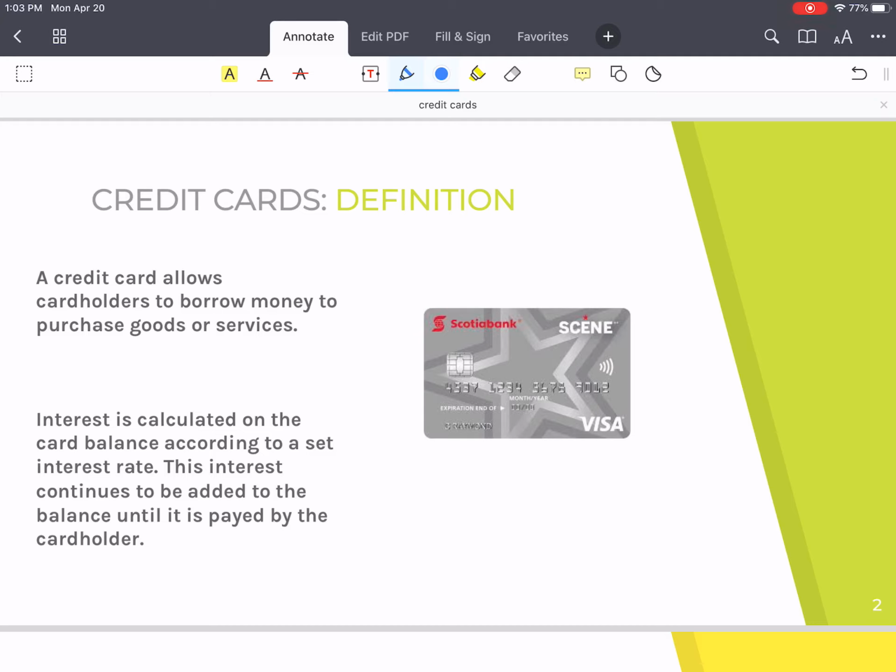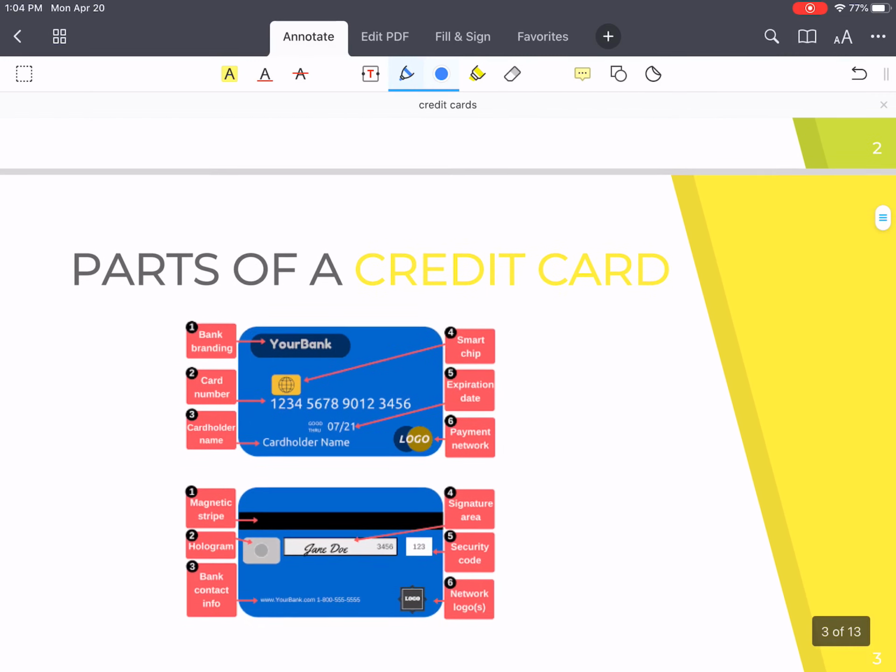Often you can pay off credit cards using online banking, or you could, I guess, go to the bank also, but I guess all of these things are done online these days. So you keep getting this interest build up until you pay it off. Okay, so that's the whole premise of a credit card.